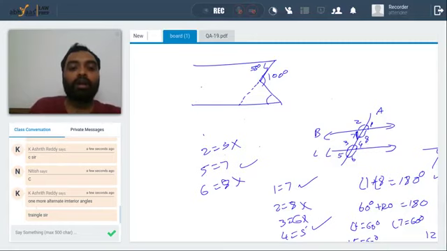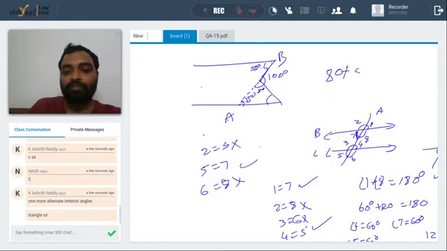Yes or no? If this is already 100, how much will this be? This will be 80 degrees, because it's a line. Clear? And it is a parallel line. If this is 55 degrees, how much will that be? 55 degrees. Because this is a parallel line, this is a parallel line, and this is a transversal. I'm writing it here. It is AB. This is a transversal. Clear?